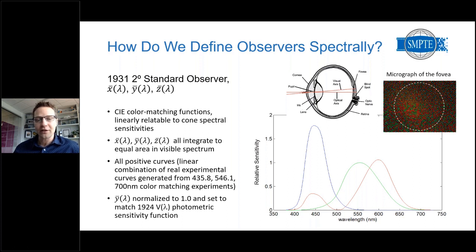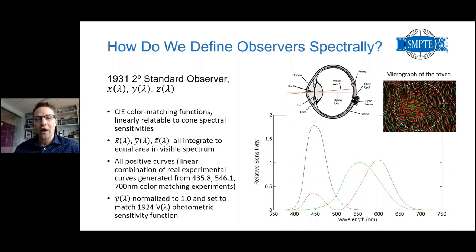The curves themselves are designated X bar, Y bar, Z bar. You can see that the color science community did not want to confuse it with red, green, and blue, so we gave it different variable names. And we also tried to manipulate the results of those color matching experiments to give us some fairly particular behaviors in these color matching functions. They've got equal area if you integrate under all 3 curves.